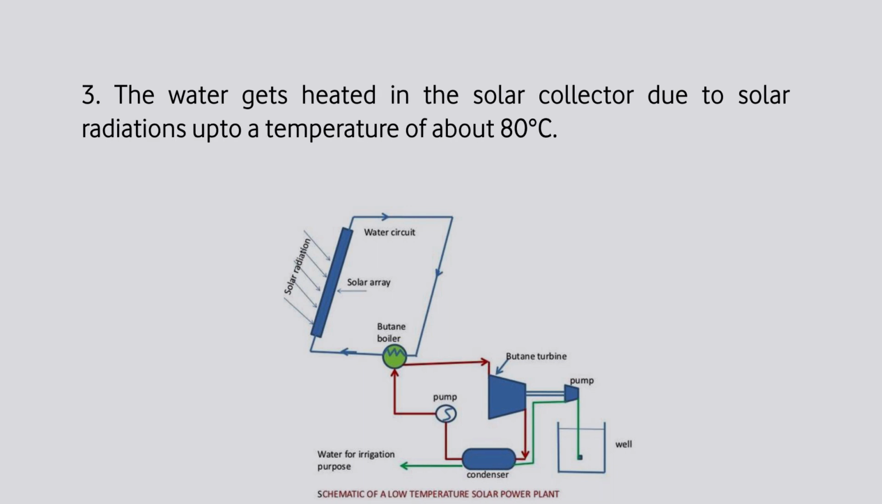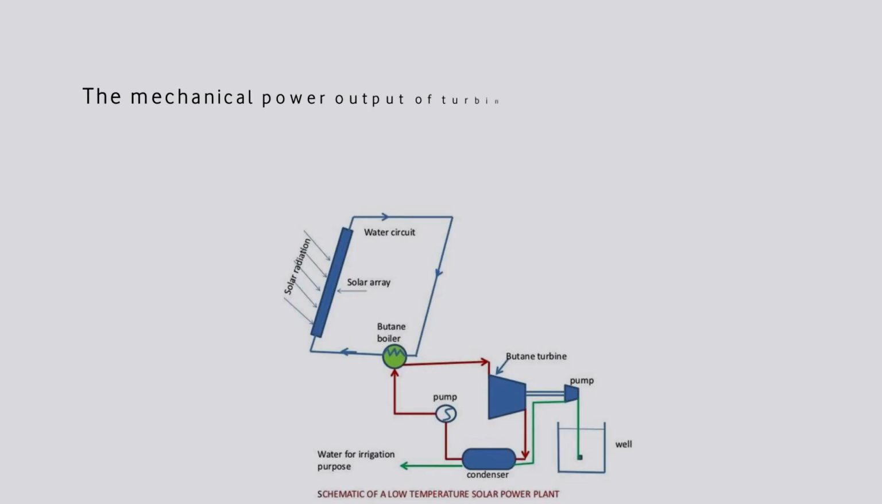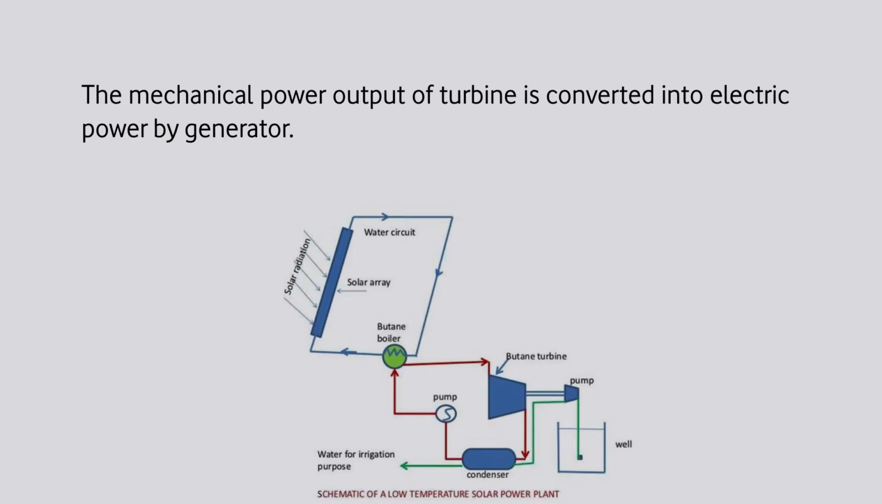The water gets heated in the solar collector due to the solar radiation up to a temperature of about 80 degrees centigrade. The heated water is circulated in a heat exchanger called the butane boiler, where it generates butane gas at high pressure. The butane gas is supplied to a butane turbine to produce mechanical power due to expansion of the butane gas. The vapor coming out of the turbine is condensed in a condenser and sent back for recirculation with the help of a butane feed pump. Then the mechanical power output of the turbine is converted into electrical power by a generator.